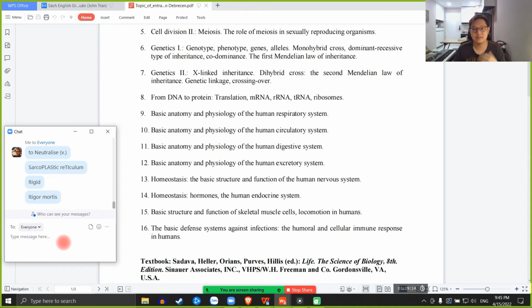Rigor mortis means the muscle becomes extremely rigid when a person dies because there is no more ATP to break the linkage between actin and myosin. So basically, the muscle cannot contract; it just becomes very stiff. You know?